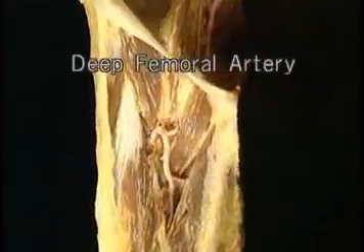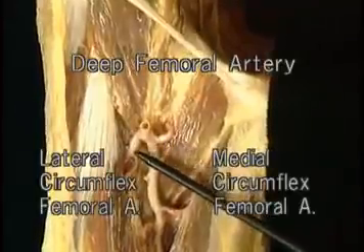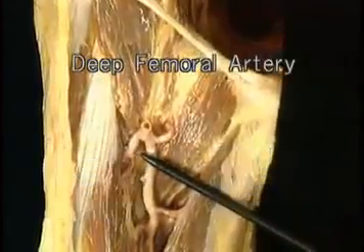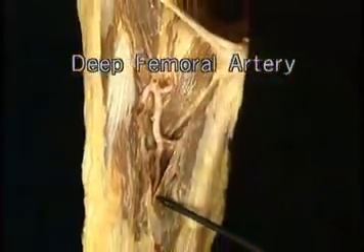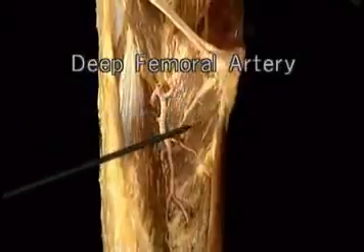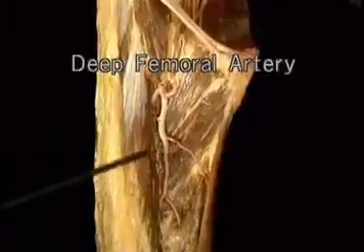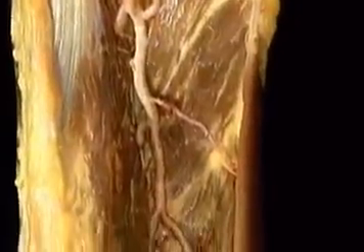Early in its course, the deep femoral gives off two large branches, the medial circumflex femoral and the lateral circumflex femoral. It then passes behind adductor longus, which we'll remove. Here's pectineus, adductor brevis, adductor magnus, rectus femoris. The deep femoral artery runs down in front of adductor brevis and adductor magnus, giving off numerous muscle branches, including several which run backward through adductor magnus to supply the posterior thigh muscles.